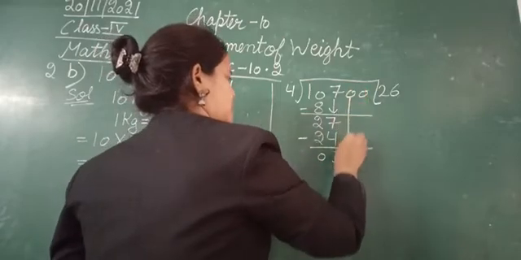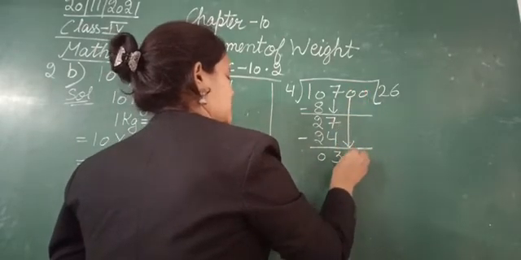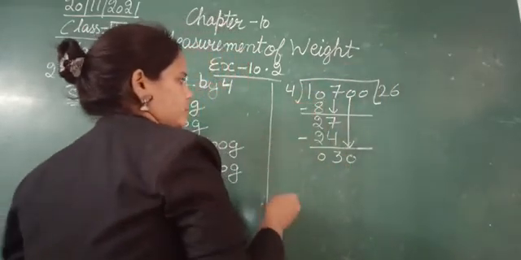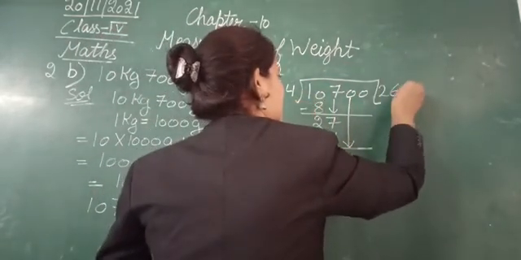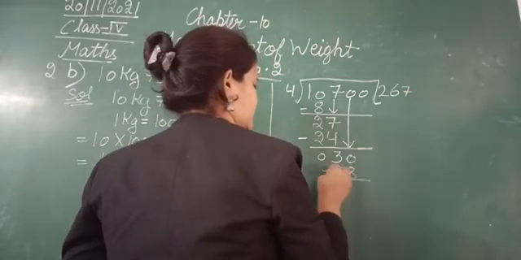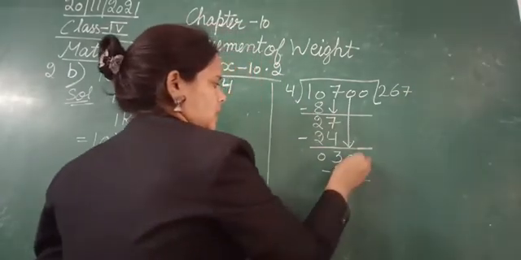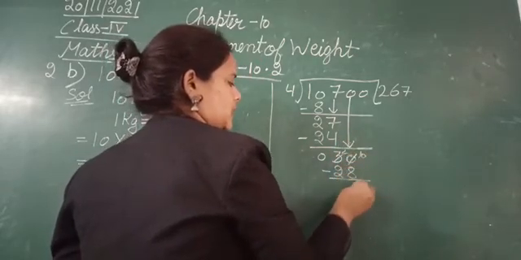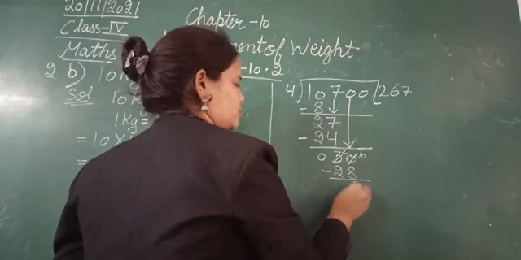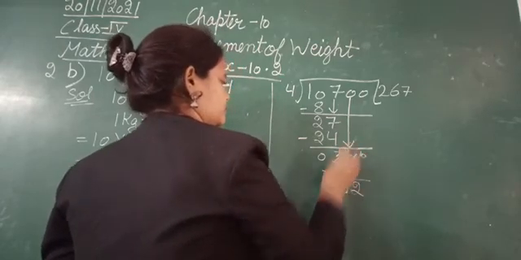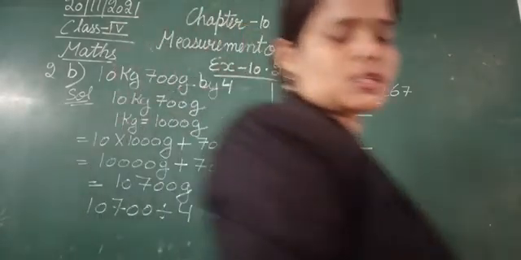Bring down the next one, that is 0. Okay, so 30 divided by 4. 4 7s are 28. 30 minus 28, this will be 2. 2 minus 2, 0.